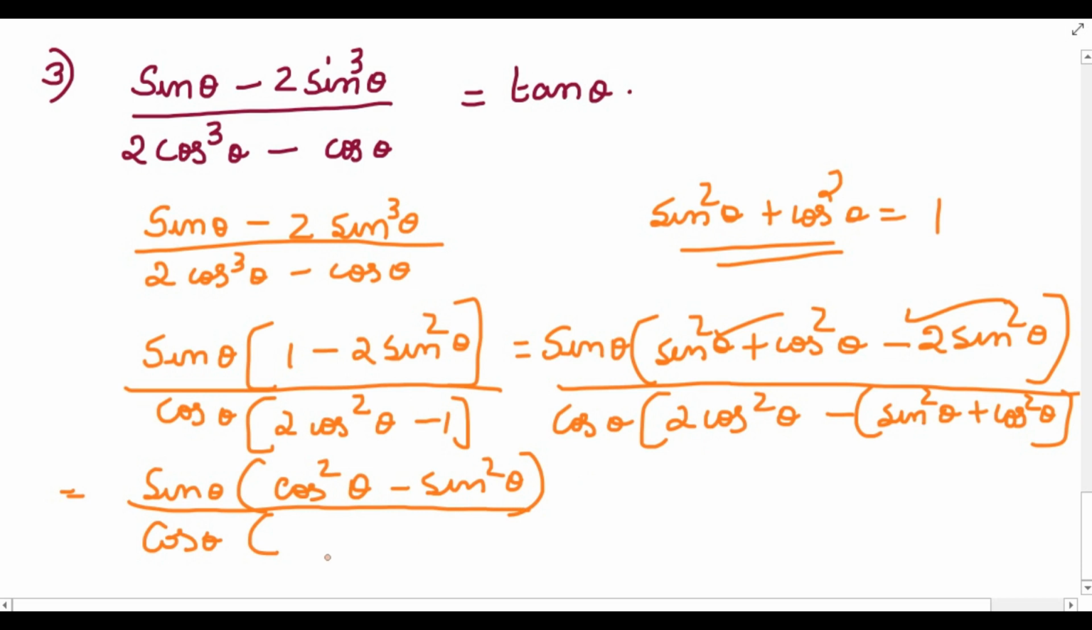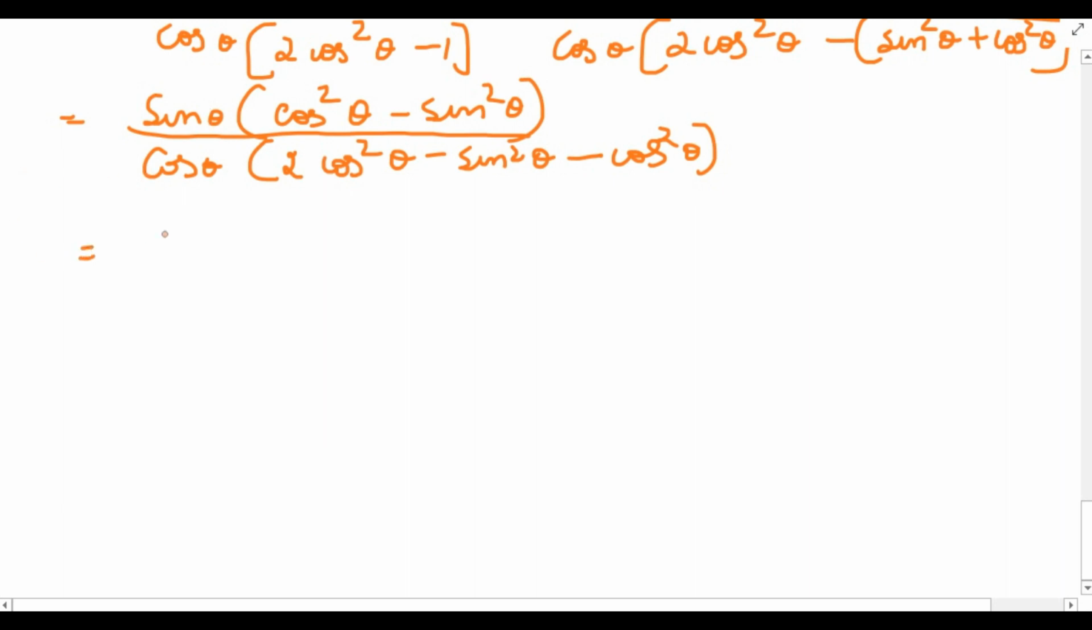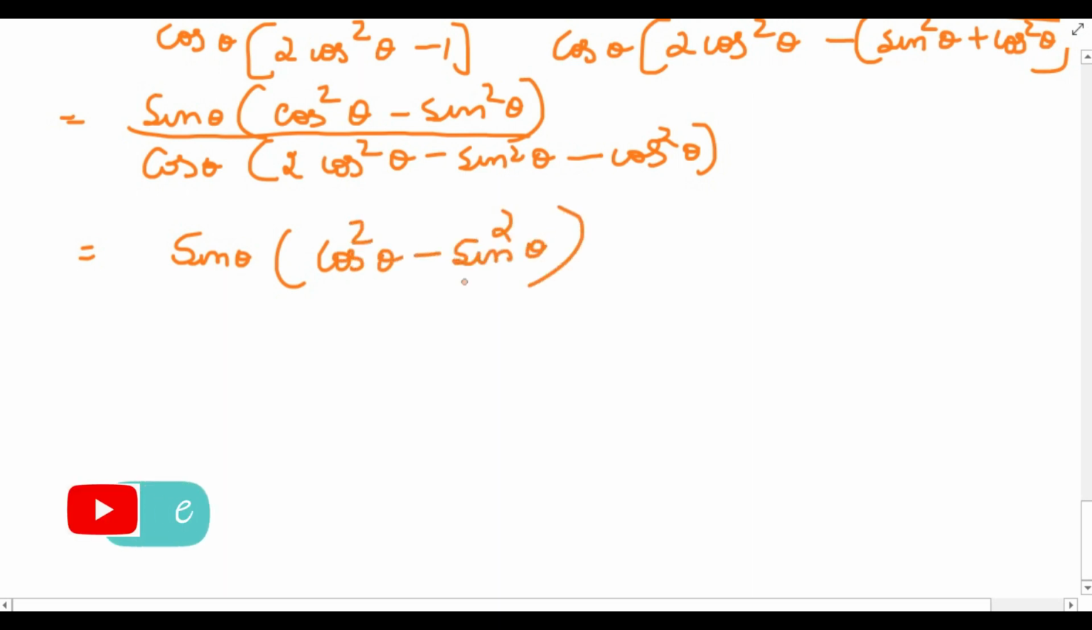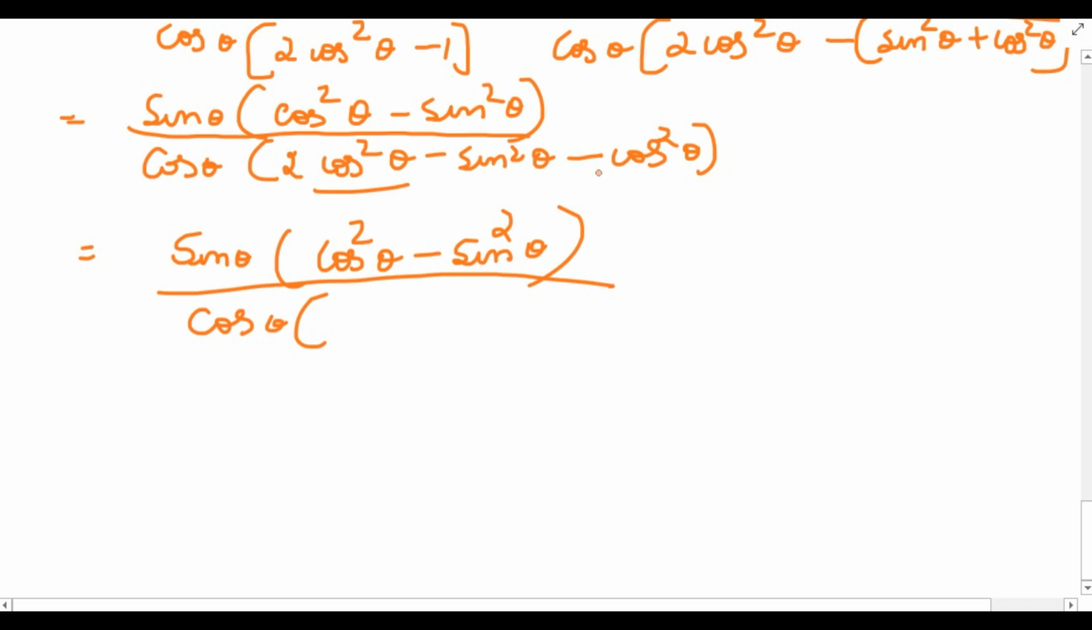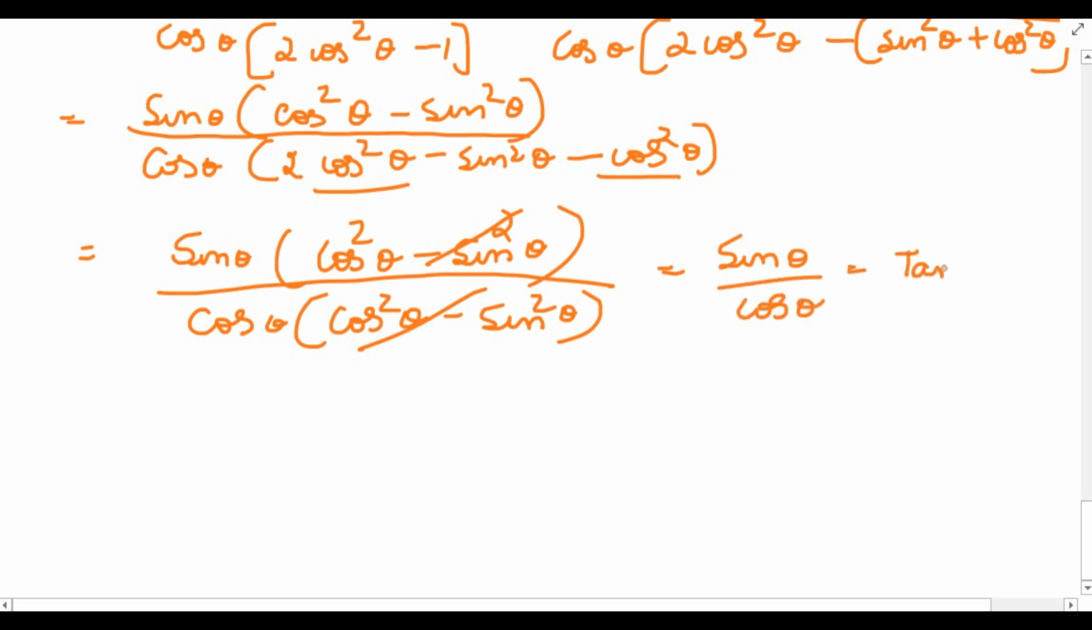This you can open the bracket. I'll write one more step: 2 cos square theta minus sin square theta minus cos square theta. So this is equal to sin theta into (cos square theta minus sin square theta) divided by cos theta into (2 cos square theta minus cos square theta is cos square theta minus sin square theta). So this you can cancel and we have sin theta by cos theta, which is equal to tan theta.